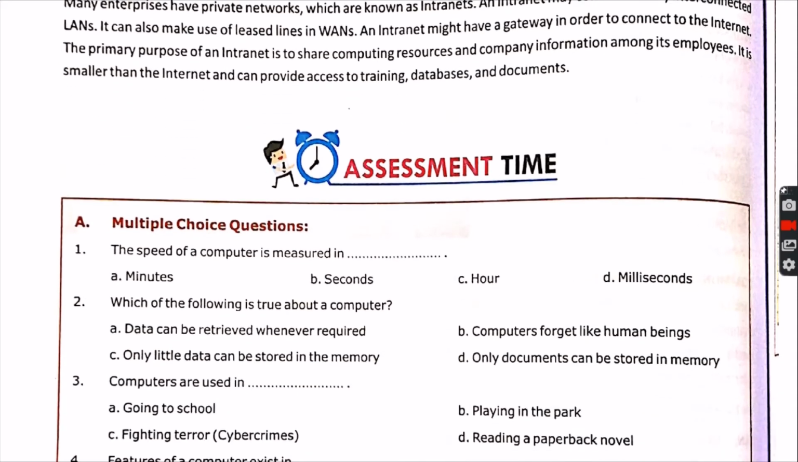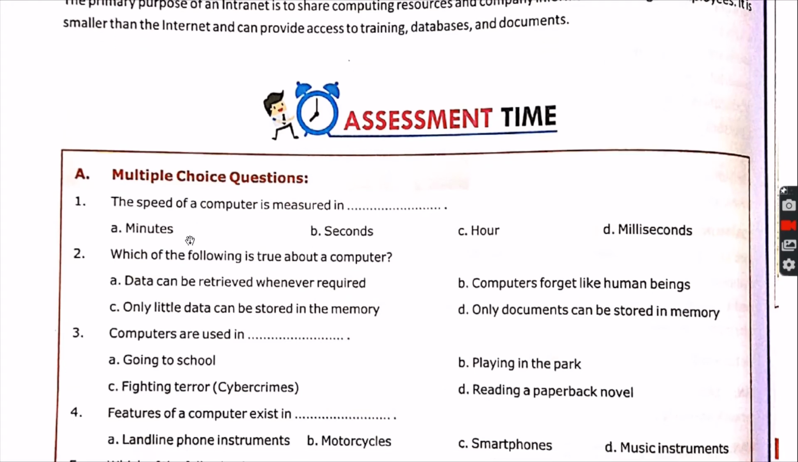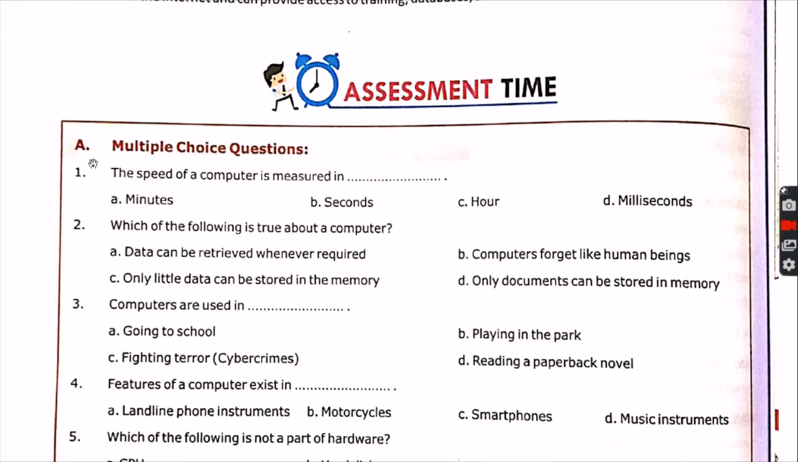Now students, let's see assessment time. What is given here? Let's see the multiple choice questions. As I explained in the lesson, you can do this. The speed of computer is measured in, the first option is milliseconds. Computer speed is measured in milliseconds.